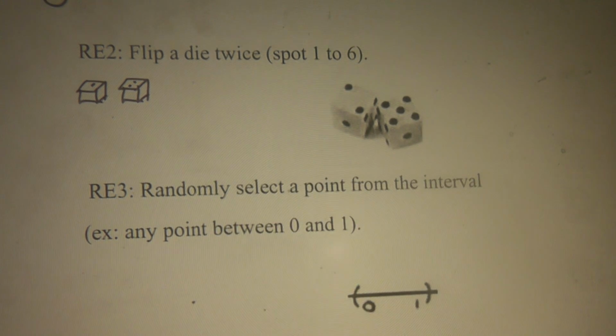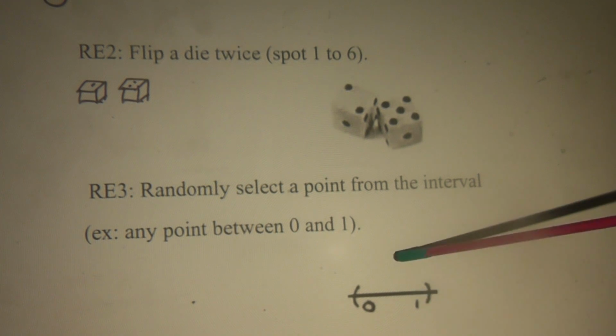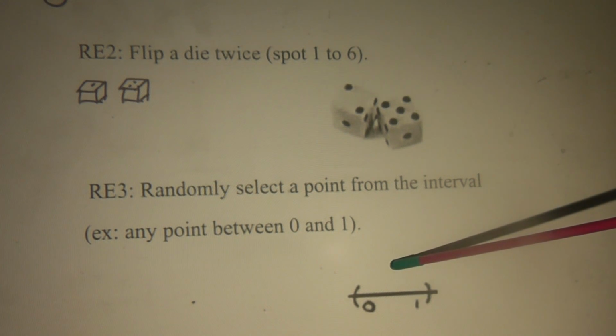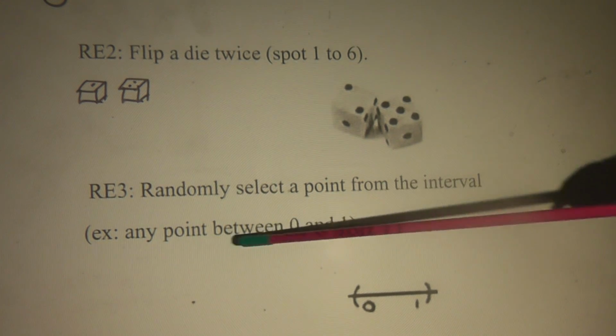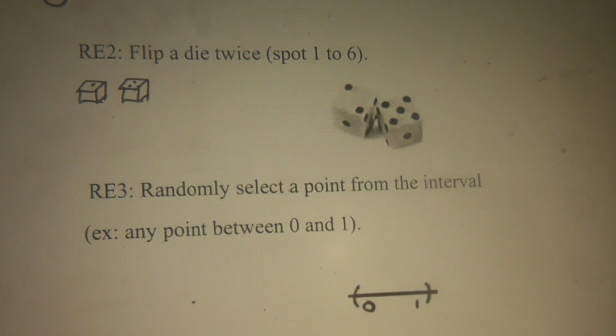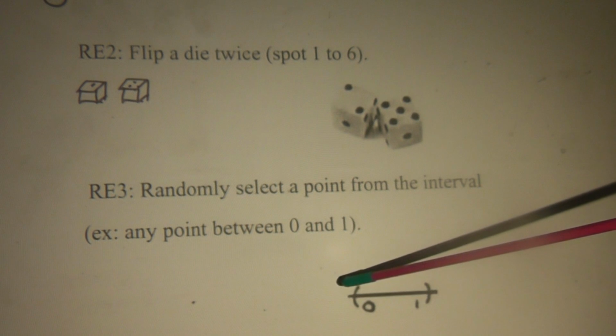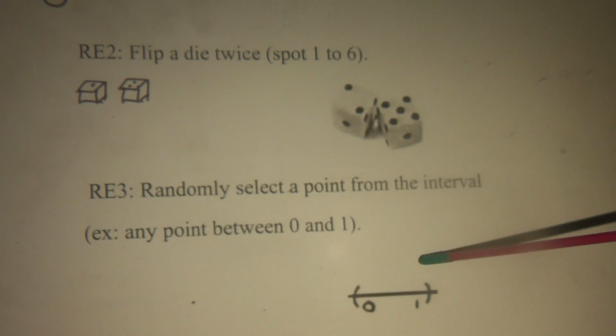Suppose we close our eyes and randomly pick a point from the 0, 1 interval. This is a random experiment. We randomly select a point from the interval, so any point between 0 and 1 can be selected. And how many points are there between 0 and 1? Infinitely many points. So we should actually do it to see which one we get. So this is also a random experiment.